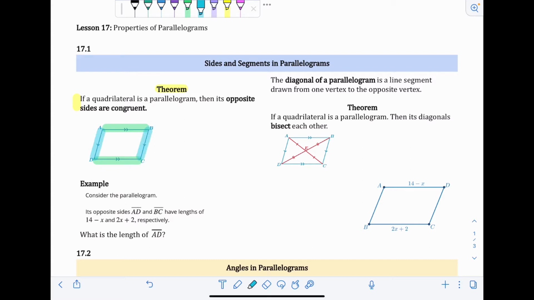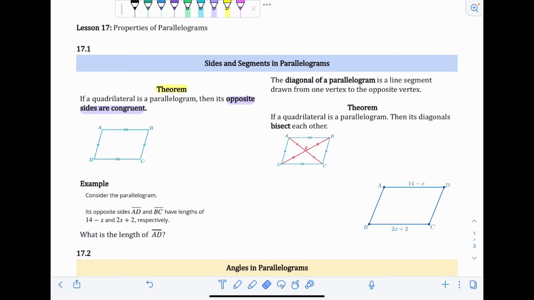And then this theorem says that because it's a parallelogram, its opposite sides are congruent. So that's important to know. In every single parallelogram, opposite sides are congruent. So AB, the one that's highlighted in green, is congruent to DC, and then AD, the one in blue, is congruent to BC. So that's the first theorem.